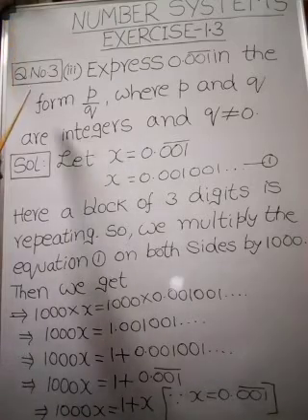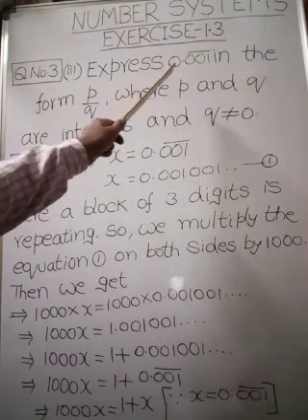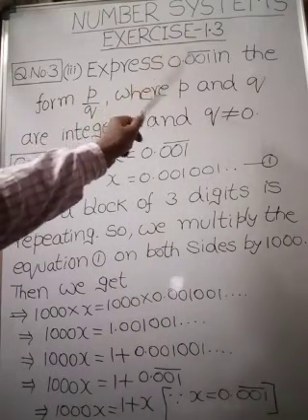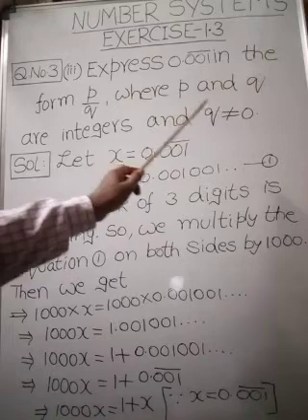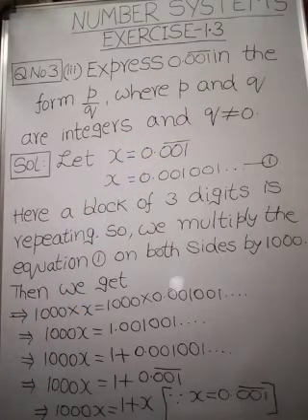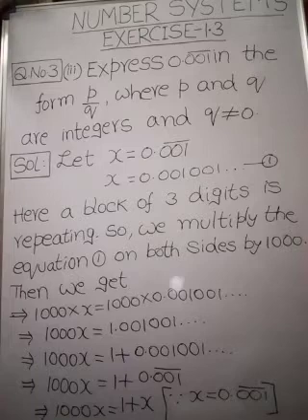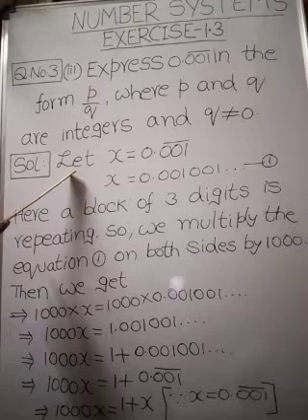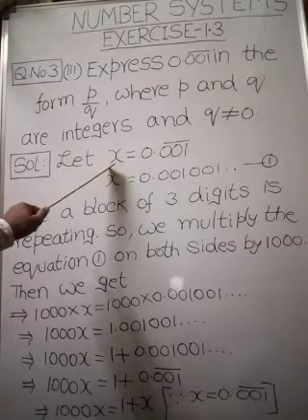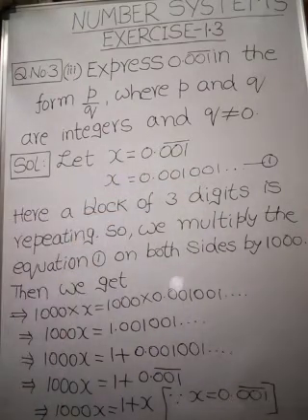Okay, my dear children. Now come to question number 3. Express 0.001 whole bar in the form p by q where p and q are integers and q is not equal to 0. Here also the given number is a non-terminating recurring decimal number. Isn't it, my dear children? Yes, right. So let us consider, come to the solution part. Let us consider the given number is x. x is equal to 0.001 whole bar.